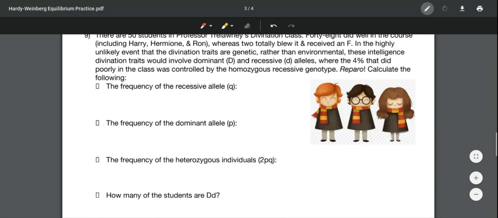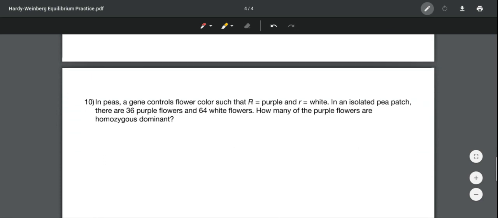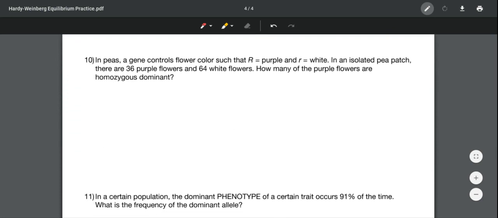All right, let's try this one here. Number 10, last one. In peas, a gene controls flower color, where the dominant is purple and the recessive is white. In an isolated pea patch, there are 36 purple flowers and 64 white flowers. How many purple flowers are homozygous dominant?